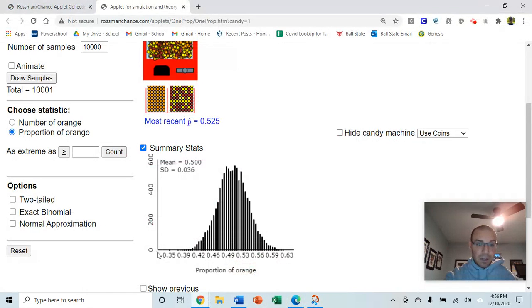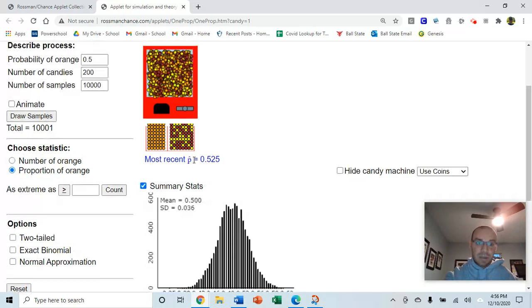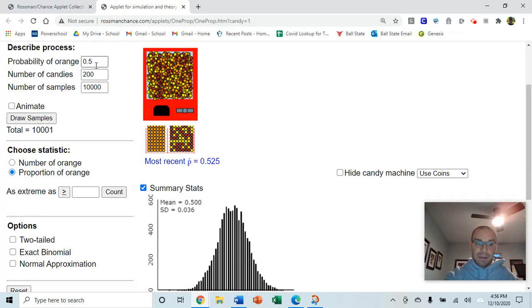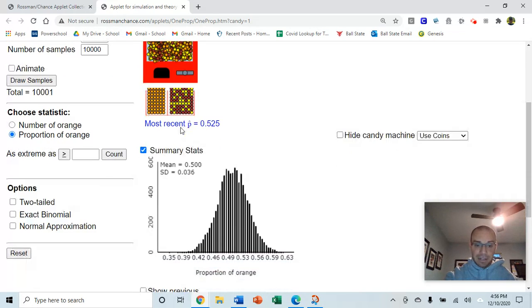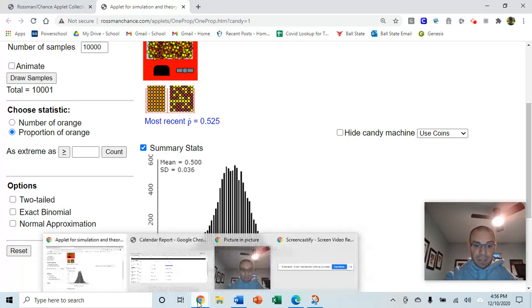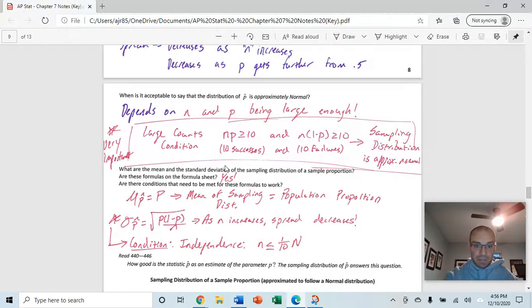So again, if we go back here, when I average all of my little p hats, which is what this value is right here, notice that it's equal to the actual probability of orange, or the actual parameter value. That always happens. Your formula for the standard deviation of the sampling distribution, sigma sub p hat, is equal to the square root of p times 1 minus p over n.